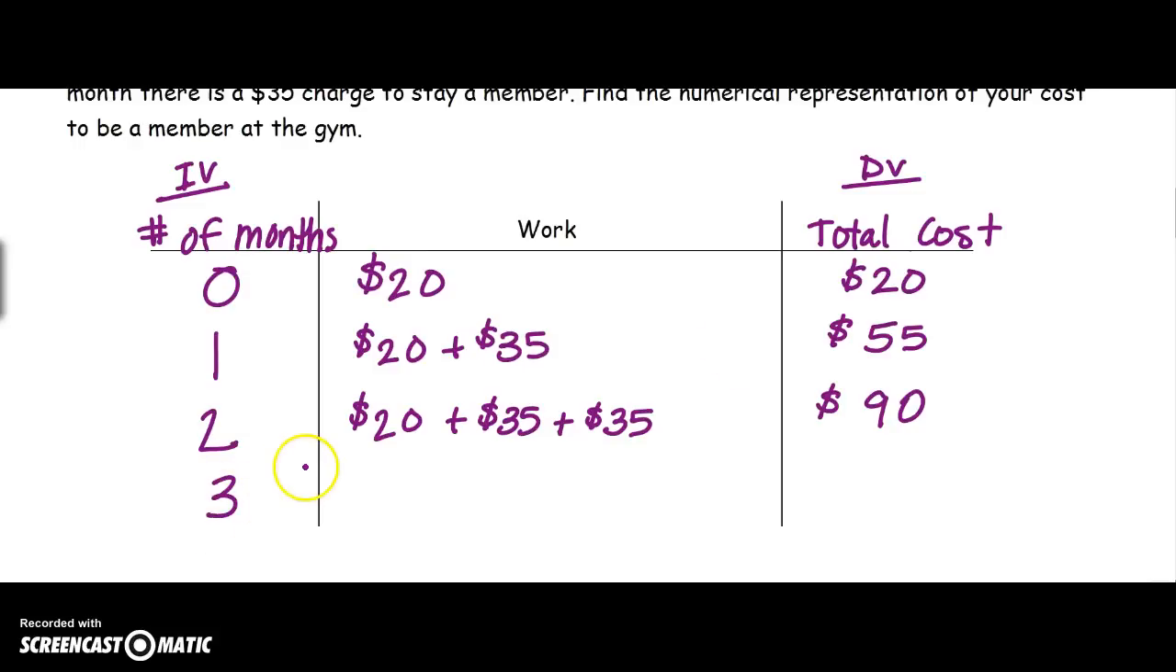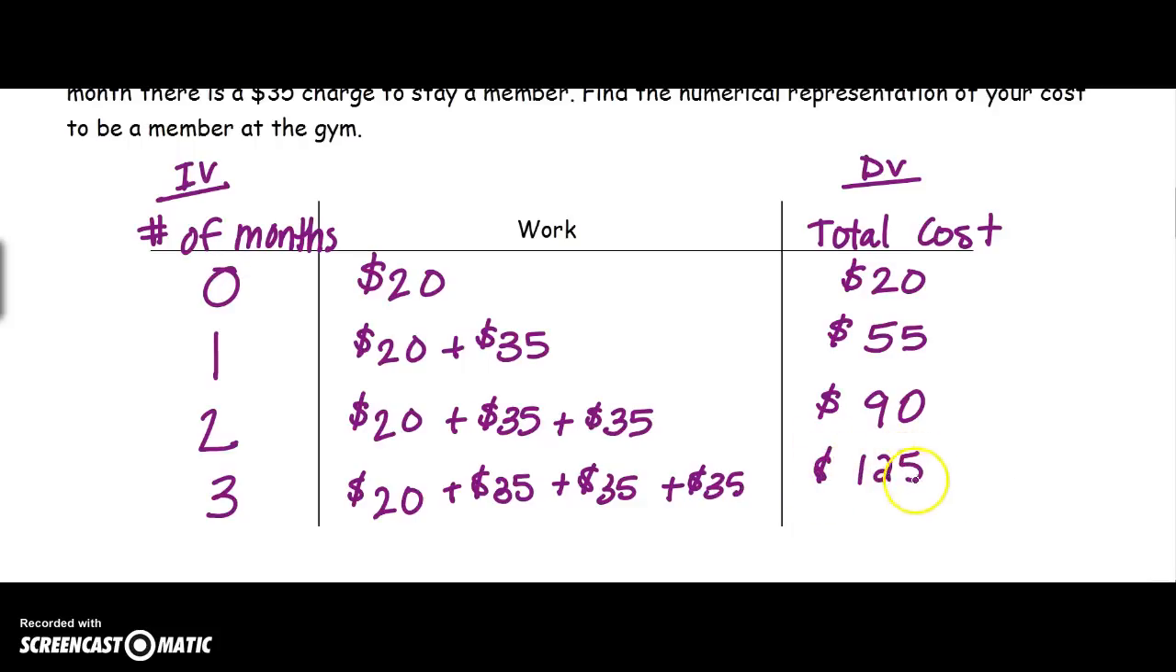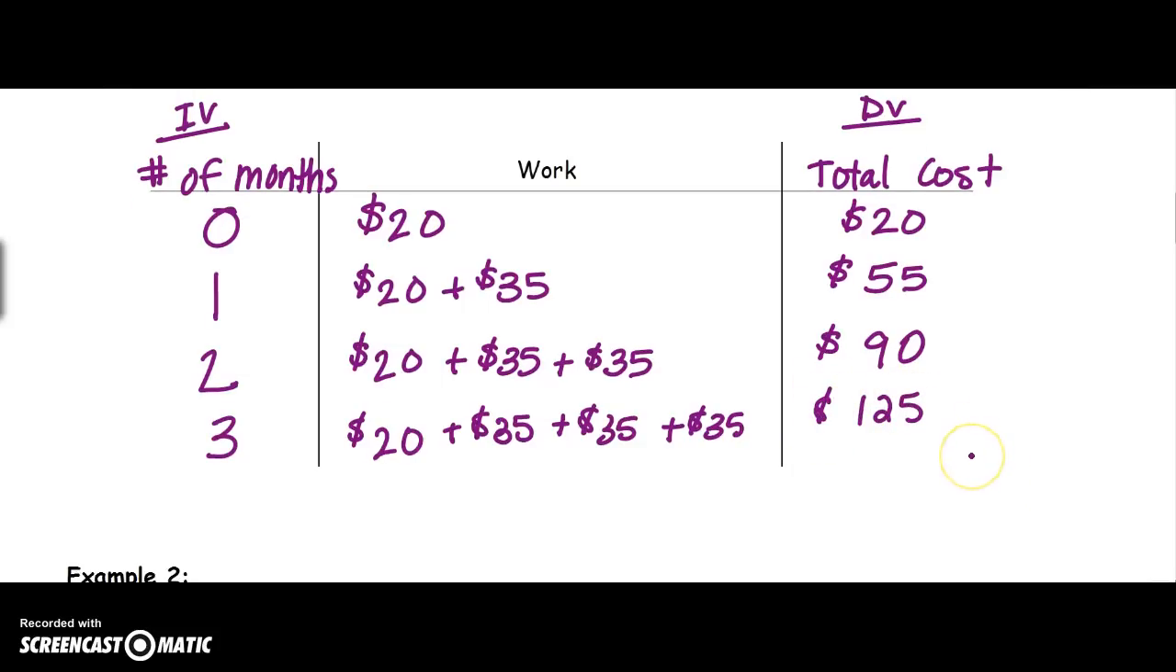For your third month, you're going to spend a total of that $20 initial sign-up fee for 0 months, plus your first month, plus your second month, plus your third month. So this is going to be $125. Do you notice a pattern? We started with our initial fee to join the gym, but then every month we've added on $35.